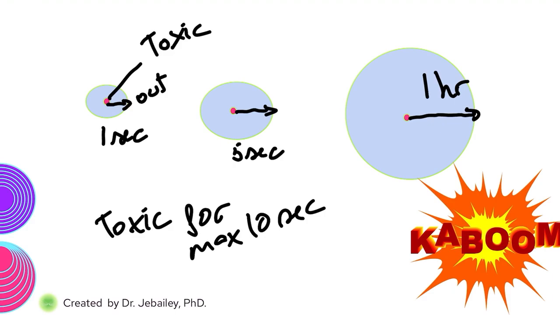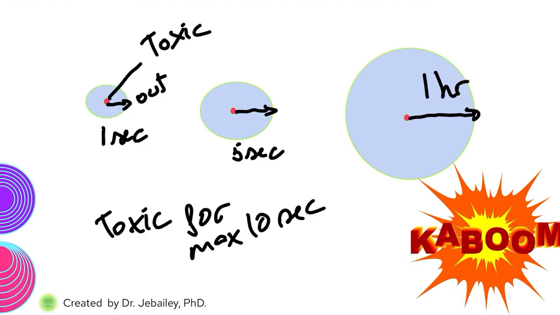If this cell feels like, oh my God, I have too much toxic stuff inside of me and I can't get rid of it, what do I do? I just kill myself. Cells do that too. There's even a scientific name for it, which is called apoptosis, but you don't need to know this. I'm just giving you a little insight here. So cells need to feel that they're always in balance.